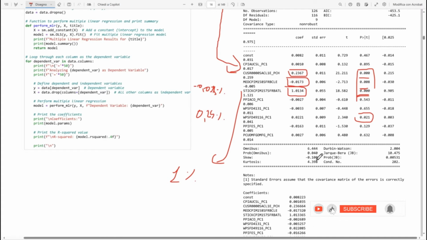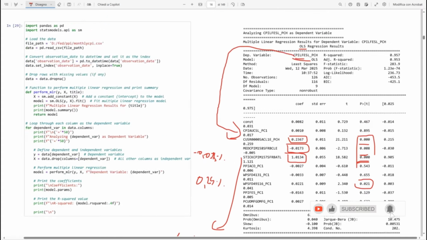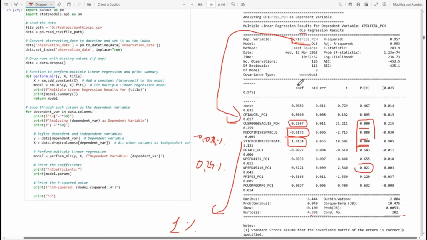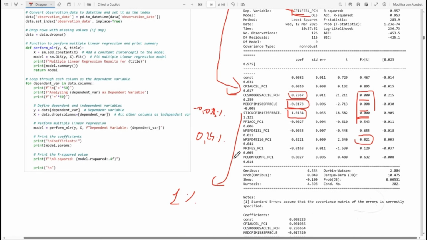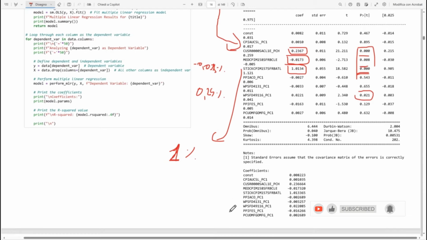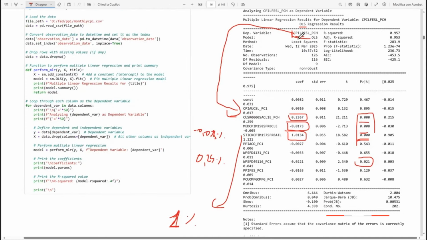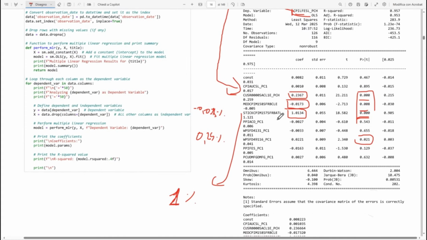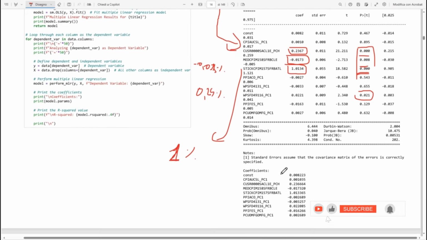So if core inflation goes up by 1 unit or by 1%, on the other hand, sticky prices, which is another measure of core inflation, also go up 1%. So it means that the basket of items in this time series, CPI core inflation, is very, very similar to sticky CPI. And so they move by the same coefficient, 1 to 1, more or less.